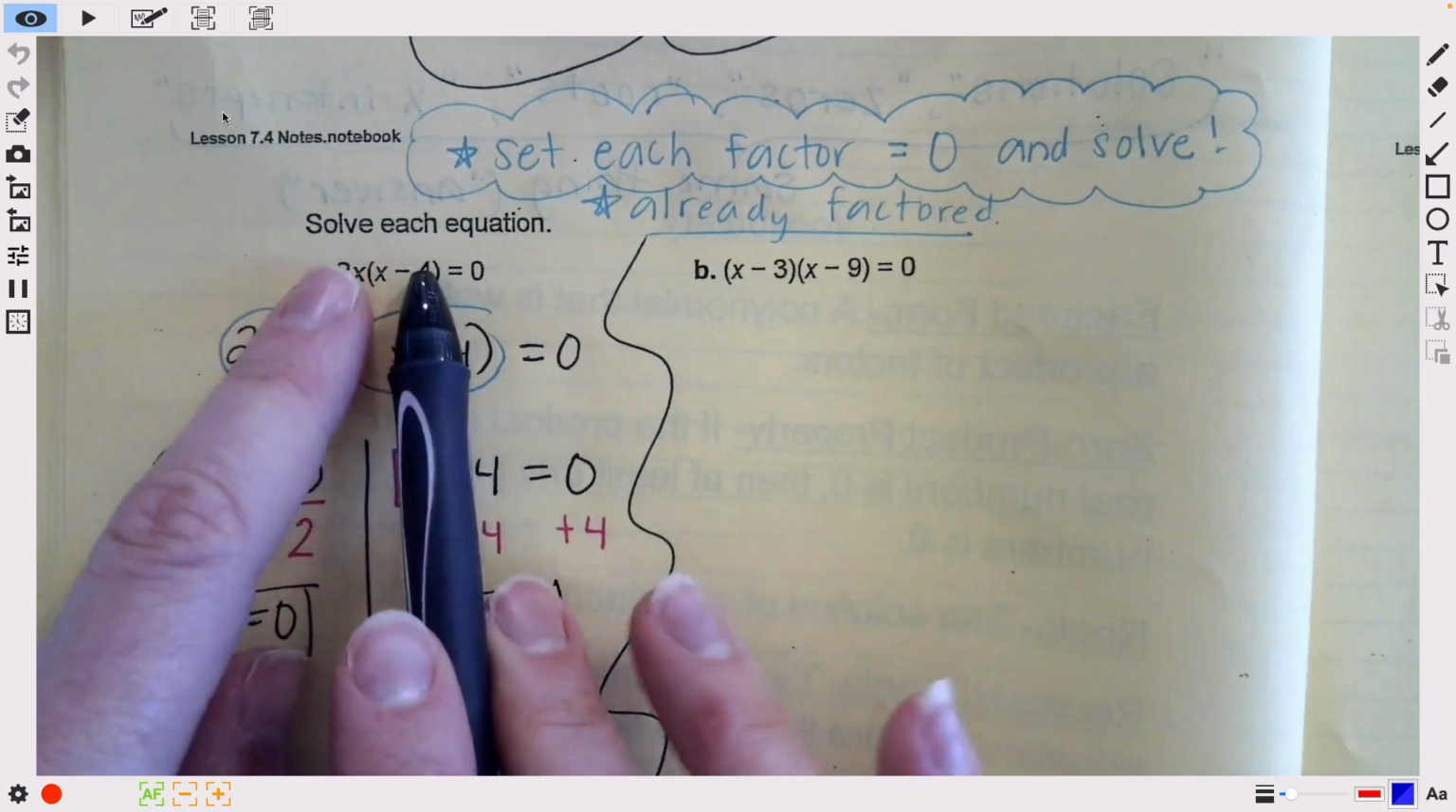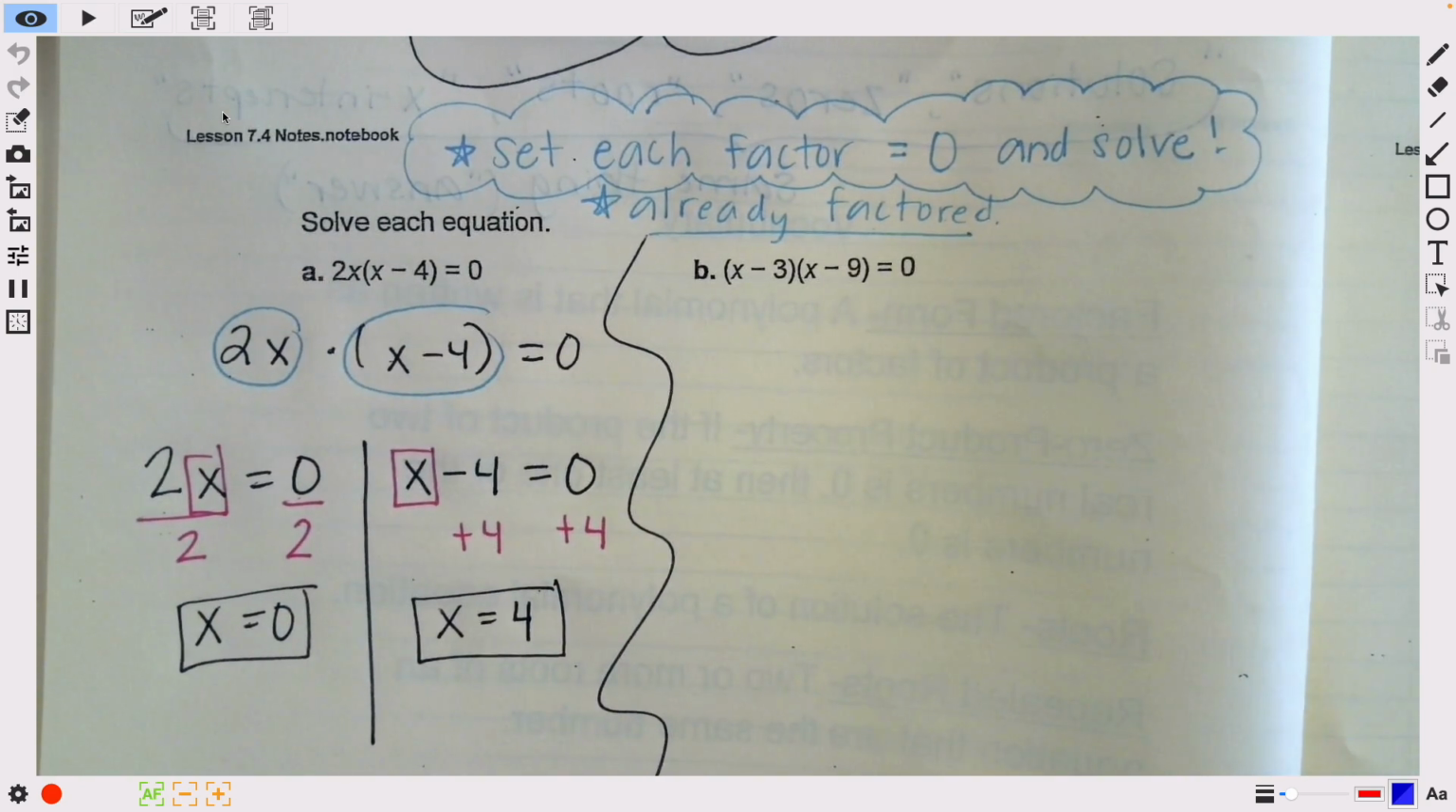Eventually, you have to factor it first and then set it equal to 0. So it takes a little more work, but they're just kind of breaking it up into parts for you right now, kind of what we call scaffolding the information. Okay, so letter B is the same thing.